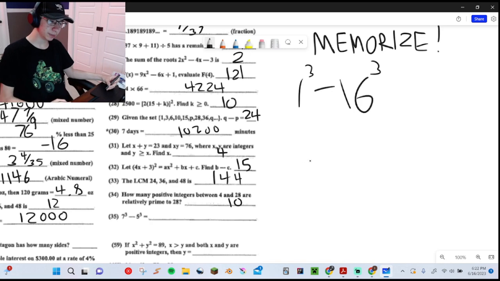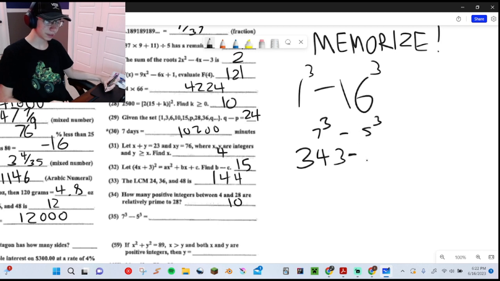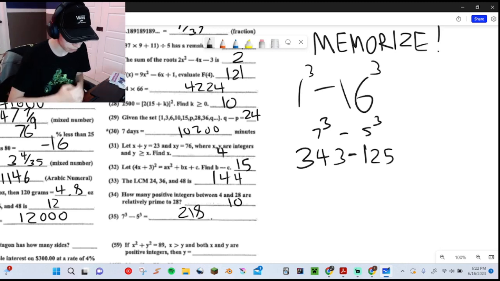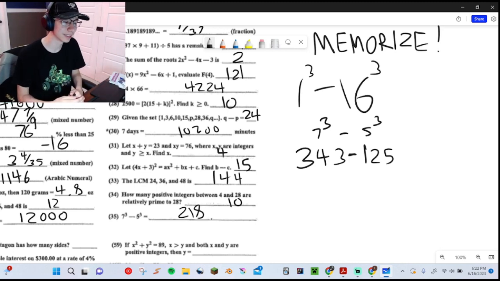And 7 cubed, that's 343. 5 cubed is 125. So this difference is just 218. You gotta have these memorized, guys.